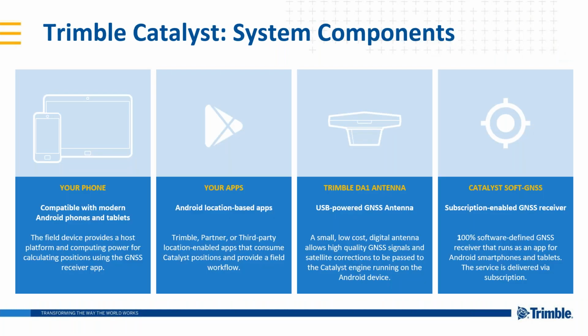So let's get into a little bit more detail here. There are 4 different components to the Catalyst system. The first 2 are the ones that you're already using, your phone, and then the app that's on your phone that's defining the workflow. And then the third component is the DA1 antenna. And then the fourth component is the Catalyst positioning capability, which is the software that runs on the phone, and then that connects to the Catalyst service from Trimble as well.